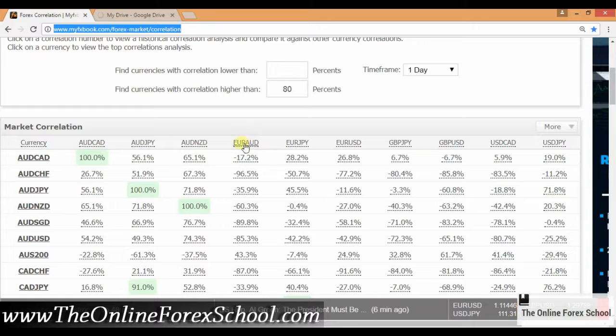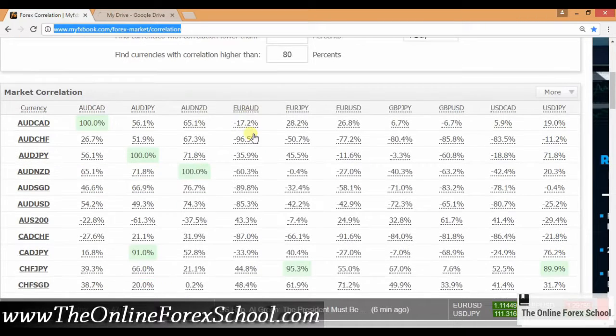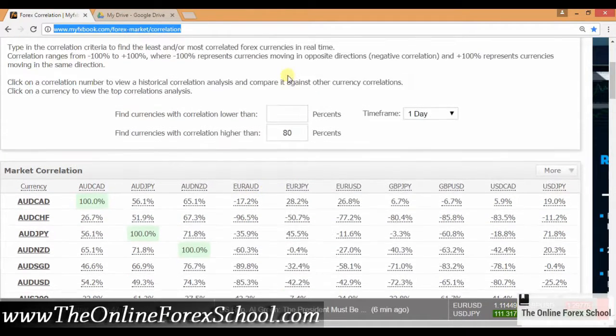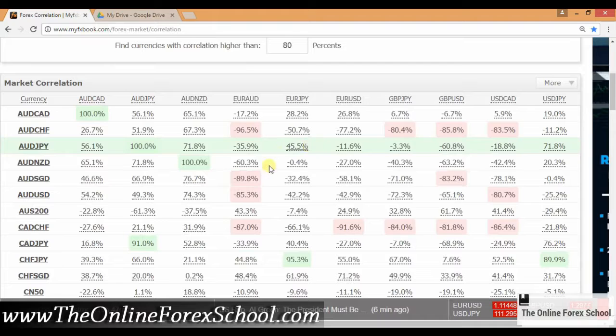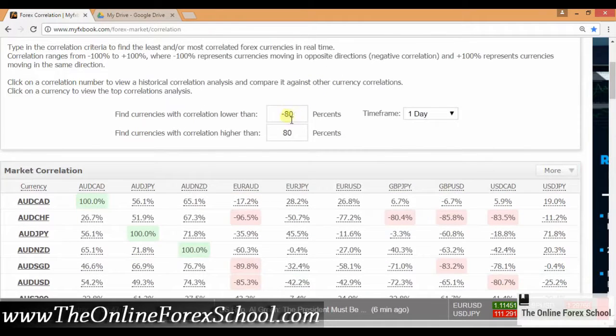Now if I put -80 over there, it will highlight in pink the ones where there's a negative correlation. The reason I'm using 80% is because it gives a higher correlation to the currency pair, or repelling from the currency pair.